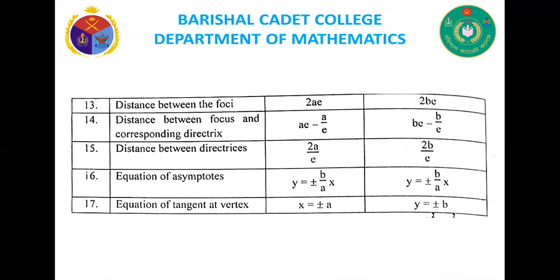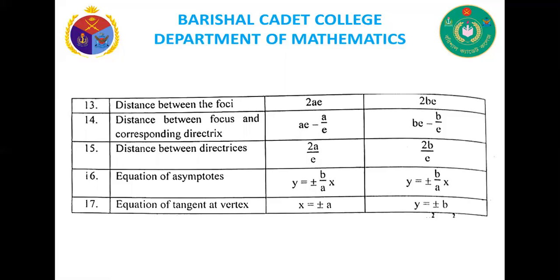Now, the distance between the foci. First of all I will tell you the formula of the standard form of equation x²/a² − y²/b² = 1. Then the distance between the foci is 2ae. Distance between focus and corresponding directrix is ae − a/e. Distance between directrices is 2a/e. Equation of asymptotes is y = ±(b/a)x. Equation of the tangent at the vertex is x = ±a.